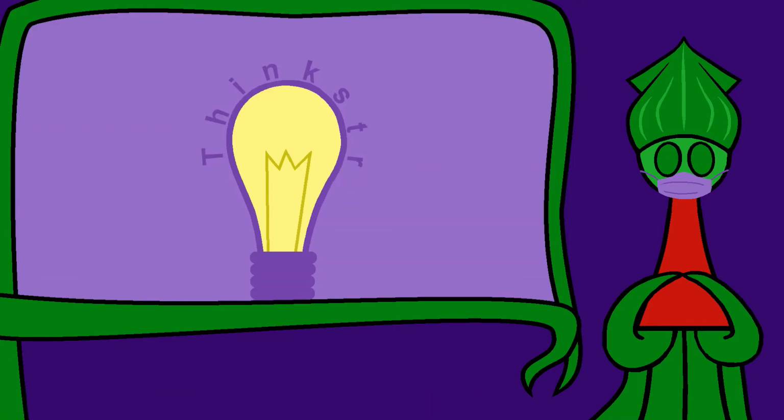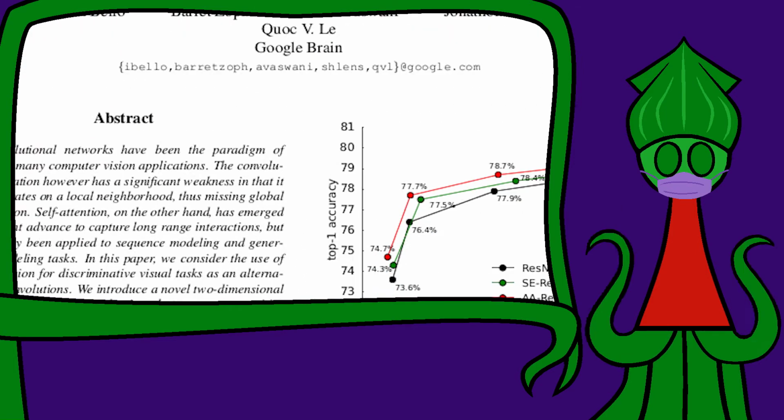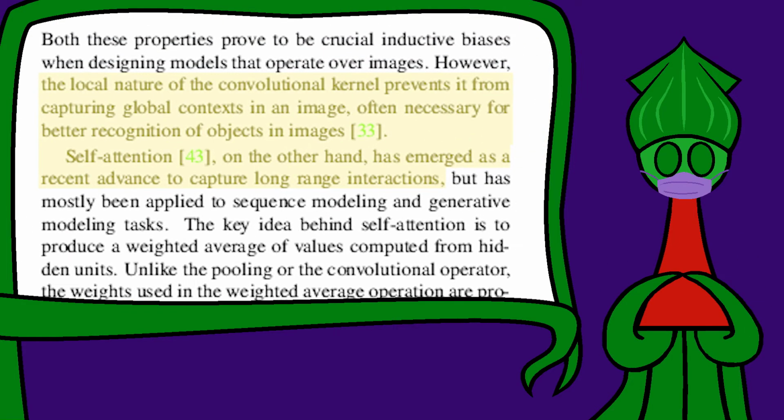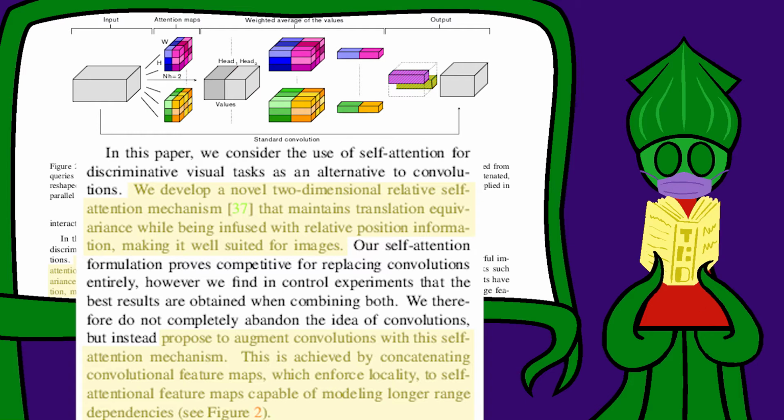But Google has described another way to implement attention in the paper Attention Augmented Convolutional Networks. Convolution is great for local knowledge, seeing relationships between elements within the kernel together, and the knowledge is translation equivariant, so those kernels can go anywhere. Attention's global perspective would be helpful too, if it could be expanded to higher dimensions. So the paper develops a novel two-dimensional relative self-attention mechanism that maintains translation equivariance while being infused with relative position information, making it well-suited to images.